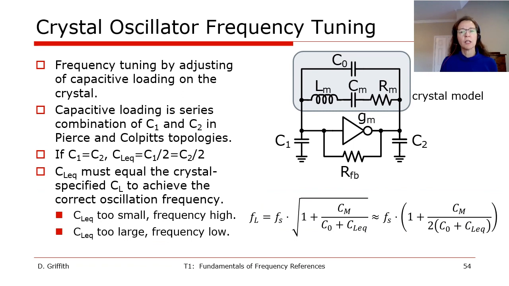Frequency tuning for a crystal oscillator is done by adjusting the capacitance loading on the crystal. In this example, we have two capacitors, C1 and C2 on each side of the crystal, such that the equivalent load is the series combination of the two. If the two capacitors are equal, which they often are, then the load is 1/2 of C1 or 1/2 of C2. To get the correct oscillation frequency, the equivalent load capacitance has to match the value in the crystal specification. If it's too low, then the oscillation frequency is too high, and if the load capacitance is too high, then the oscillation frequency is too low.